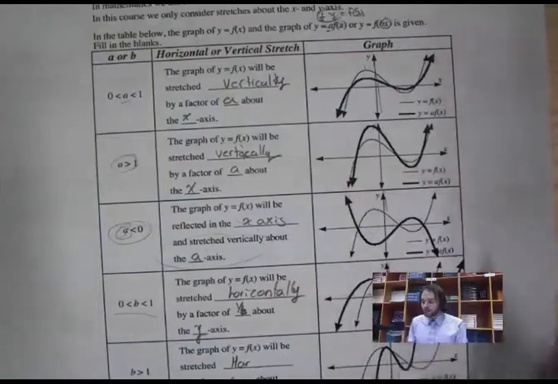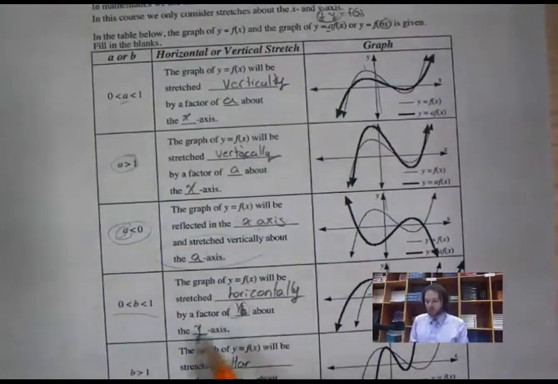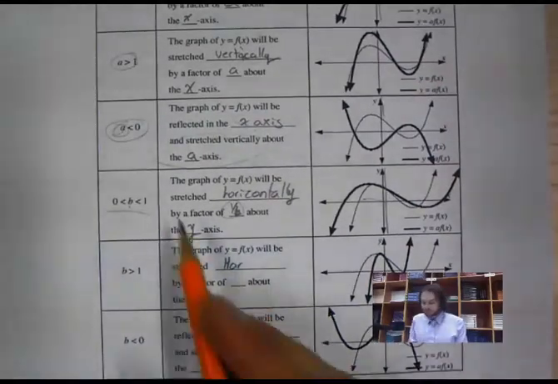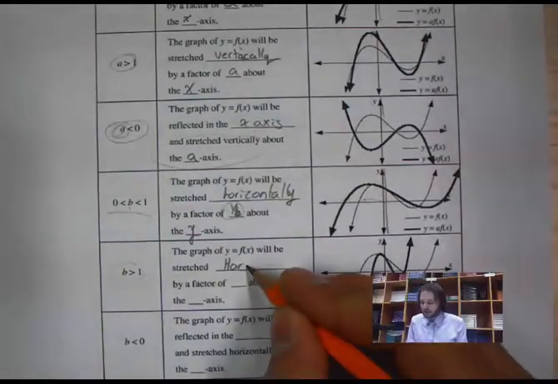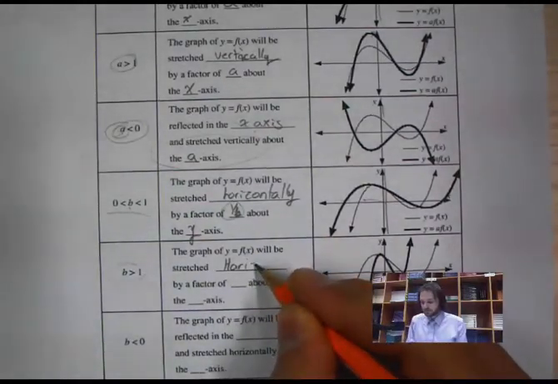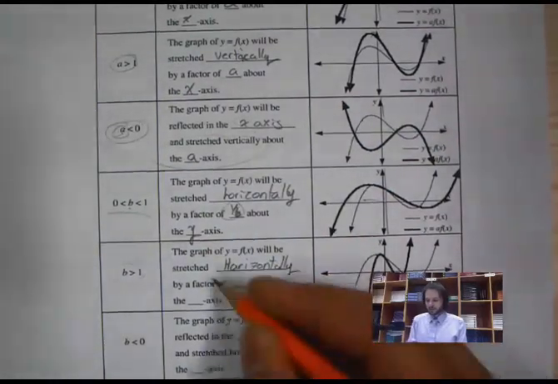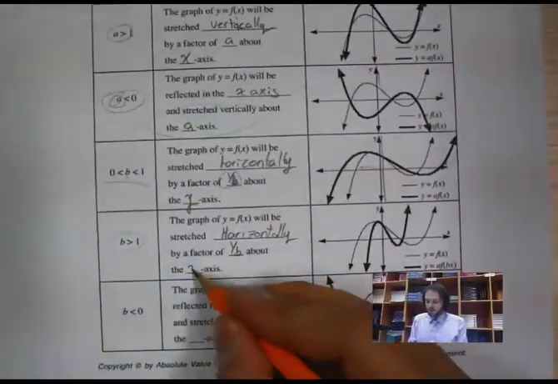Why is it 1 over b? Because if we look before, if it was between 0 and 1, we got bigger, right? If it was between 1 and higher, we got smaller. So it was actually by 1 over b exactly. So let's take a look at this one here. When b is greater than 1, once again, it's b, so it's horizontal, by a factor of 1 over b, and that is about the y-axis.